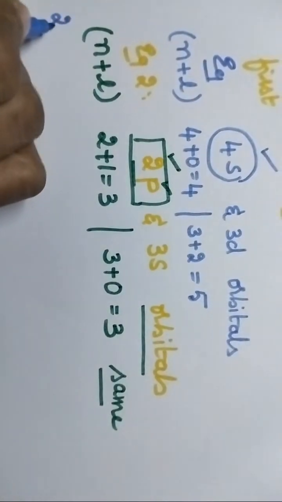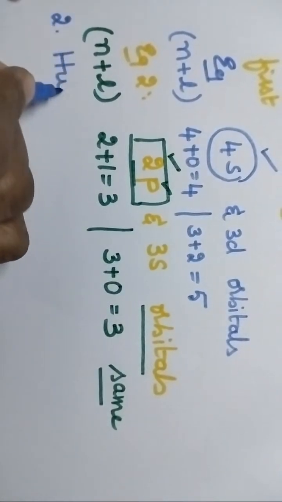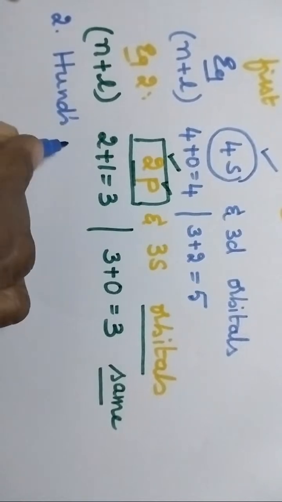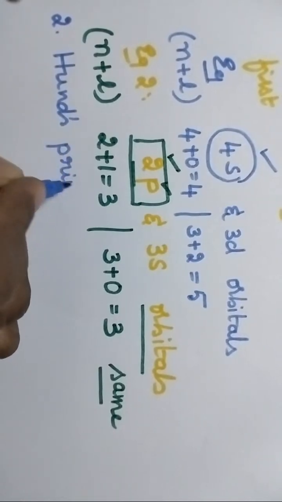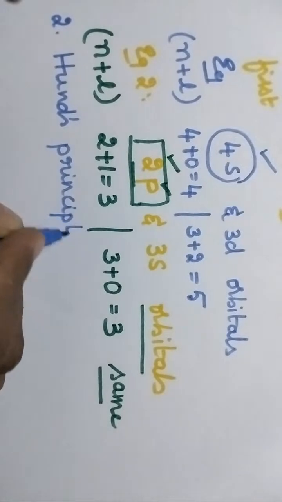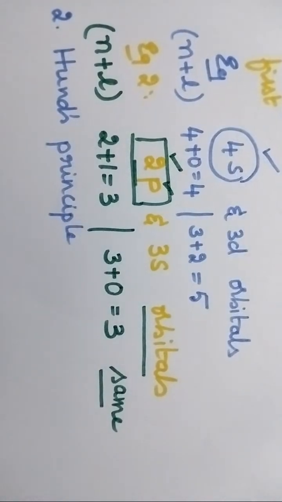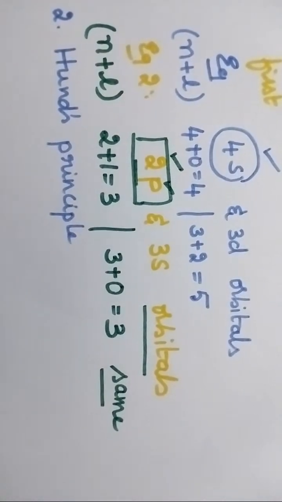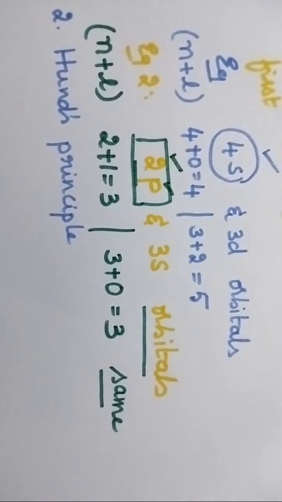Next, we will discuss Hund's principle. According to Hund's, whenever degenerate orbitals are available for electrons, the pairing of electrons takes place only after all the orbitals are filled with one electron each.